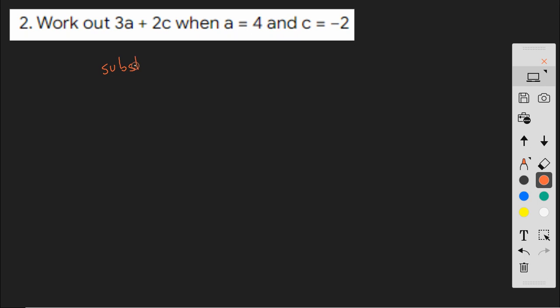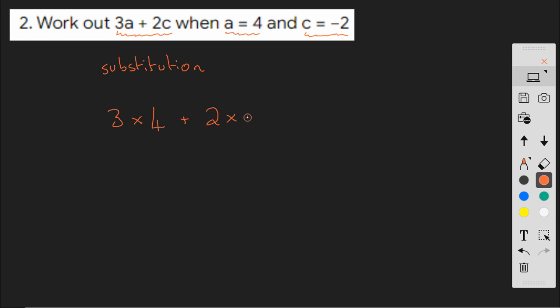Okay, question 2. Now, this is an exercise in substitution, where we have an algebraic expression here, 3a plus 2c, and we are told what these values are. So we simply need to replace the a and the c into our expression. Now, 3a means 3 times, and we're told that a is 4, so 3 times 4 plus 2 times negative 2.